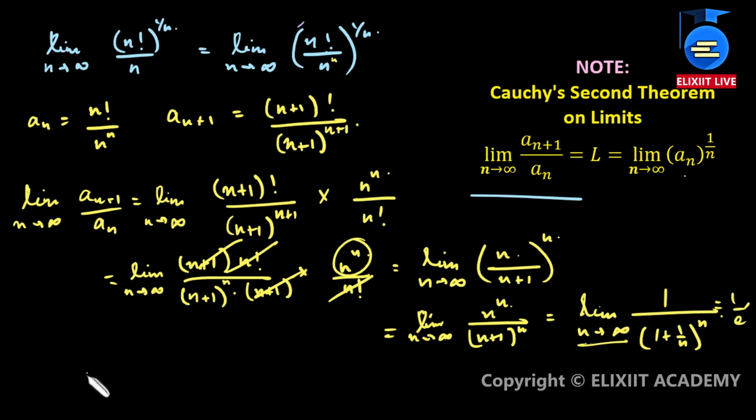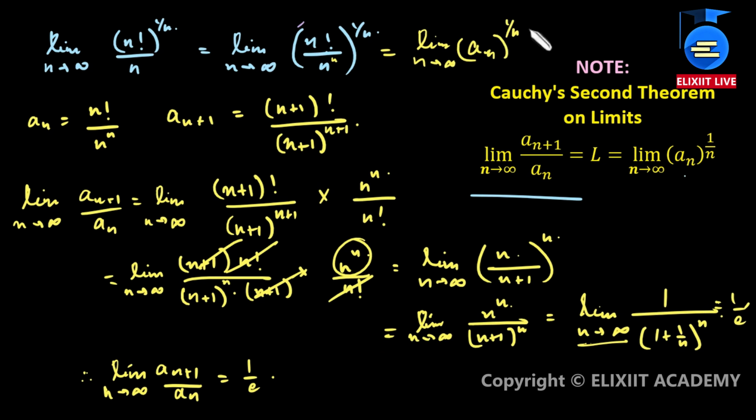Okay, so what we are getting is limit n tends to infinity a(n plus 1) by a(n) is actually 1 by e over here. And we all know by Cauchy's second theorem on limits, limit n tends to infinity a(n plus 1) upon a(n) is the same as limit n tends to infinity a(n) to the power 1 by n, which is our given limit actually. So if this is 1 by e, then by Cauchy's second theorem of limits, this is also 1 by e.